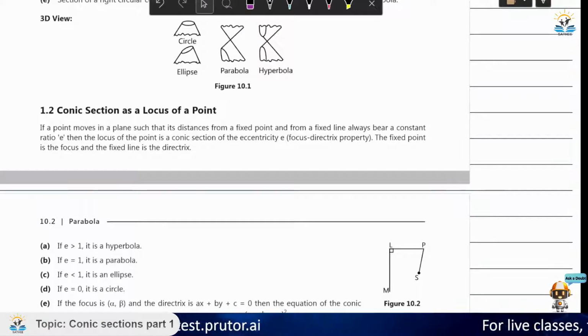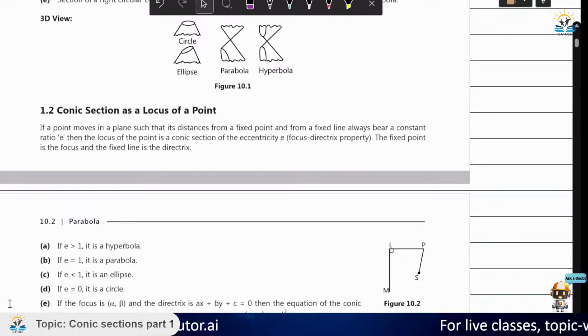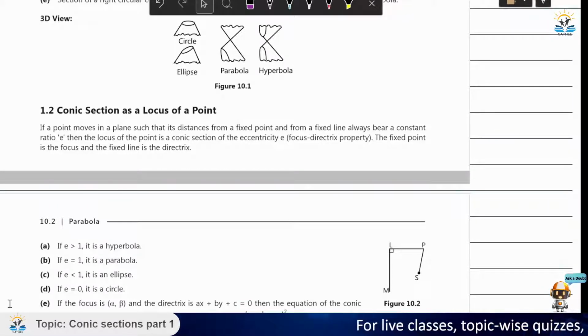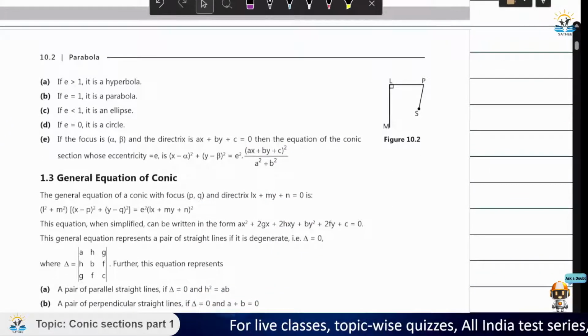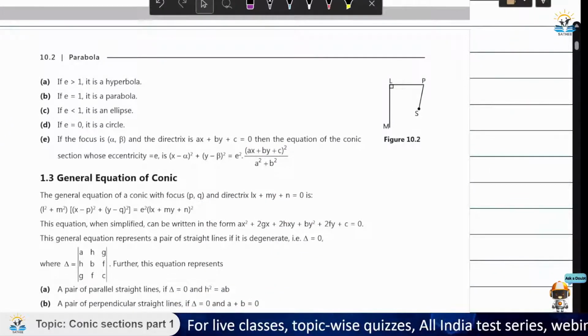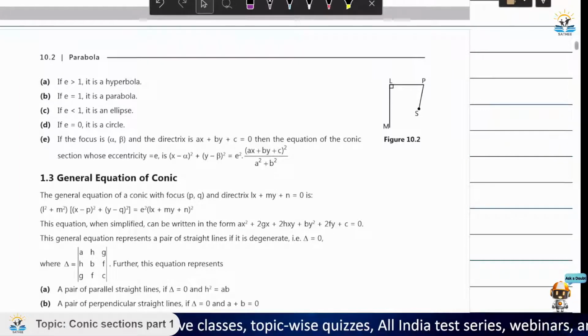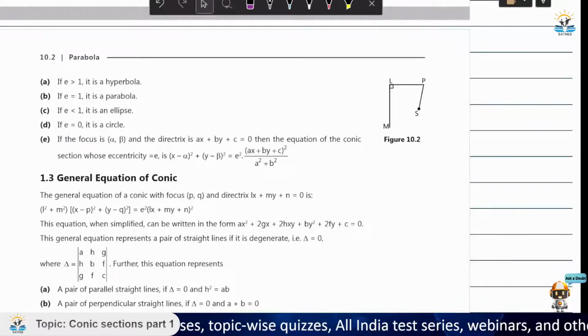Okay, so a conic section is the locus of a point. Let's read what the definition says. If a point moves in a plane such that its distance from a fixed point, okay, this we already just saw in the definition, and I stated this for you guys, right? That if the ratio is equal to 1, we have a parabola, less than 1, an ellipse, greater than 1, a hyperbola.